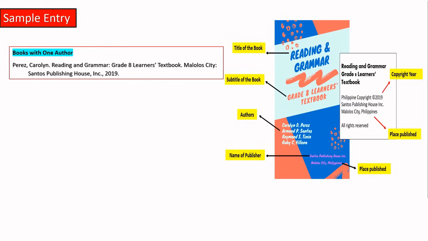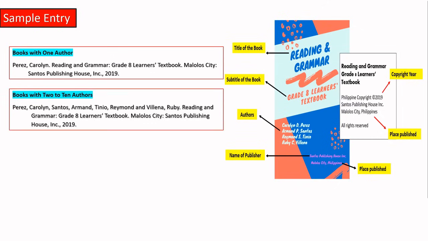Books with one author. Perez Caroline, period. Reading and grammar, colon. Grade 8 learners textbook, period. Malolos City, colon. Santos Publishing House Incorporated, comma. 2019, period.